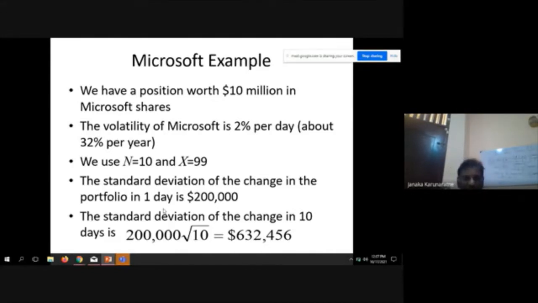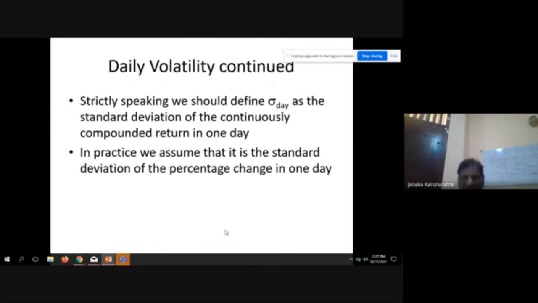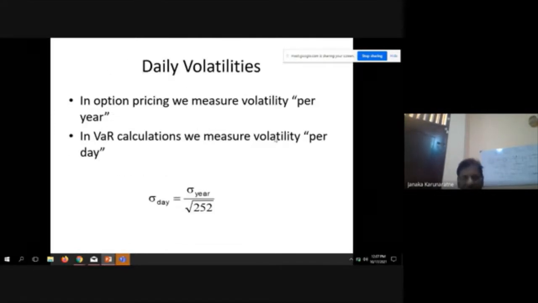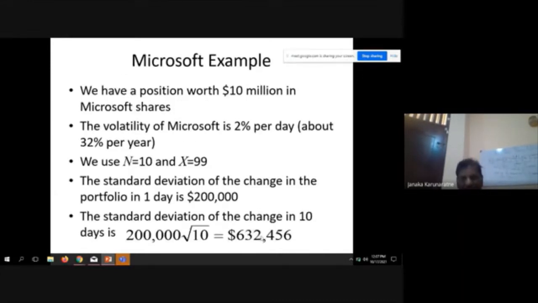Now what is it for 10 days? My daily volatility is this much. For 10 days' volatility, I have to multiply 200,000 by root 10. Remember? If you want to find it for 10 days, you have to multiply the daily volatility by root 10. So my 10-day volatility is 632,456.